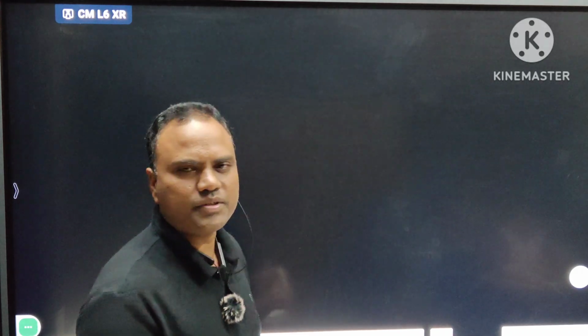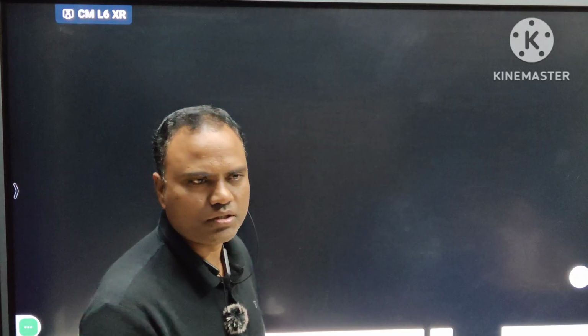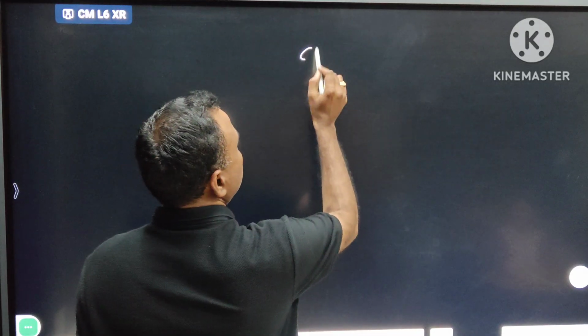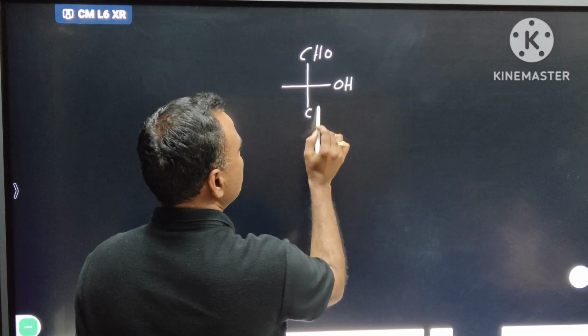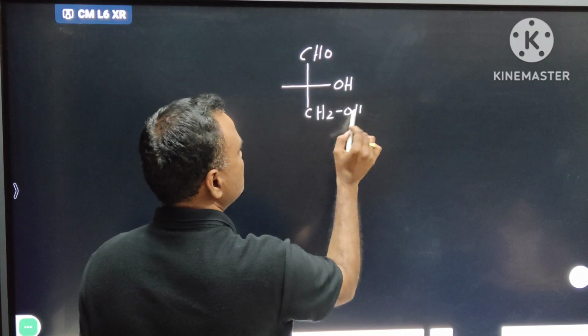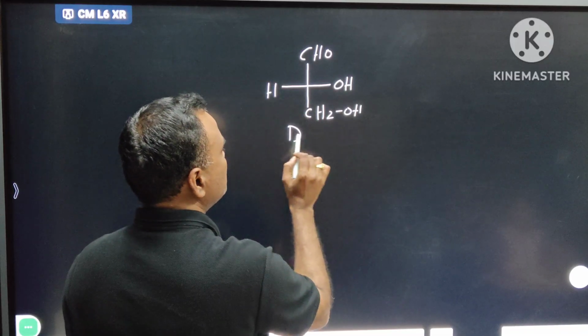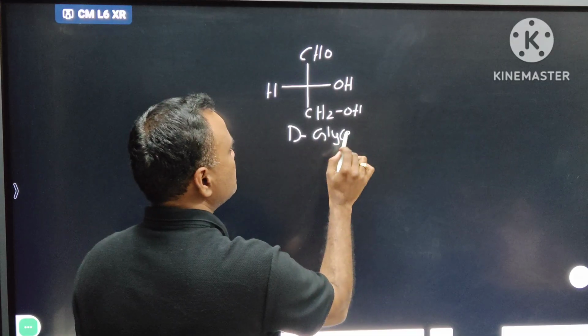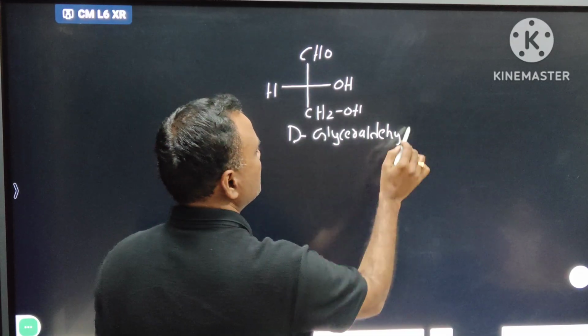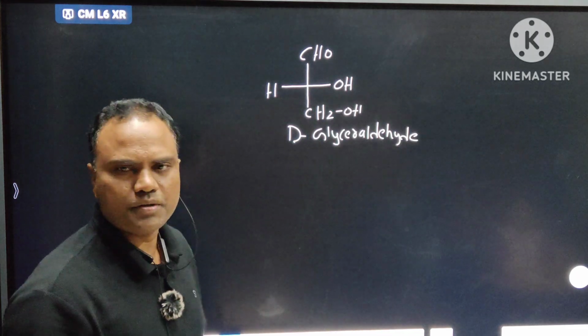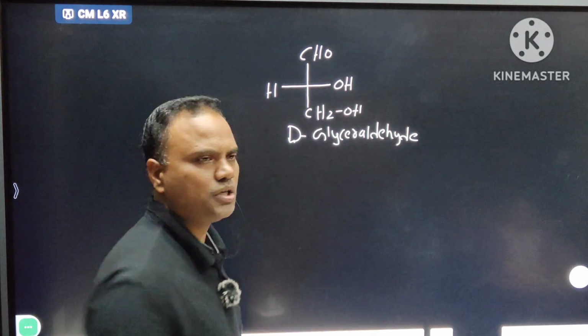See the trick. First, let us start with glyceraldehyde, a three-carbon compound. If you know how to draw glyceraldehyde, then you can understand the remaining structures. How to remember this structure? This is called D-glyceraldehyde. In first year, in isomerism, you learnt about capital D, capital L configuration. DL.